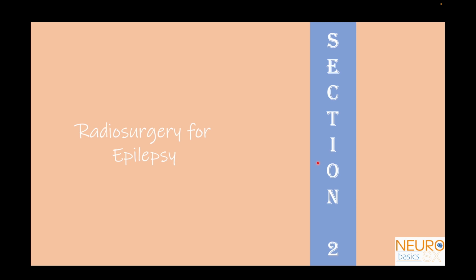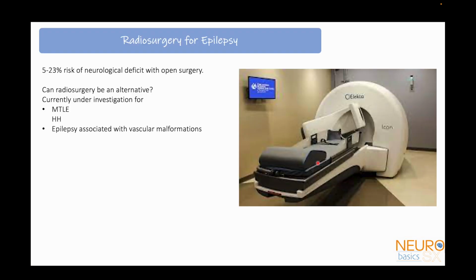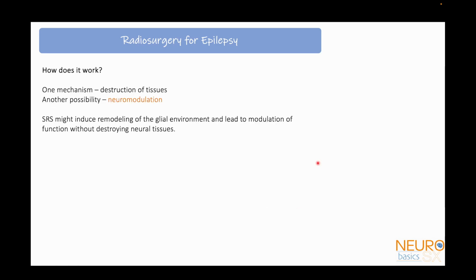So the first one we're going to discuss is radiosurgery for epilepsy, and it is a vastly growing field currently. So why radiosurgery? Why not just surgery? With open surgery, it has been found that there's actually a 5 to 23% risk of neurological deficits. So radiosurgery is becoming a massively important alternative to open surgery. Can it be used for epilepsy? Yes, it can. It is currently under investigation for mesial temporal lobe epilepsy, hypothalamic hamartomas, and epilepsy associated with vascular malformations. And it has been found to have quite good results actually.